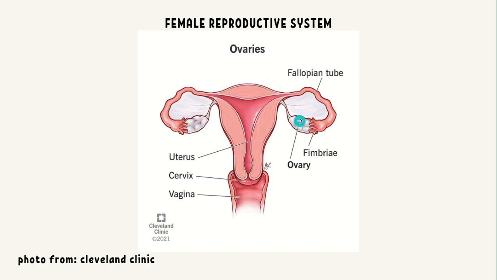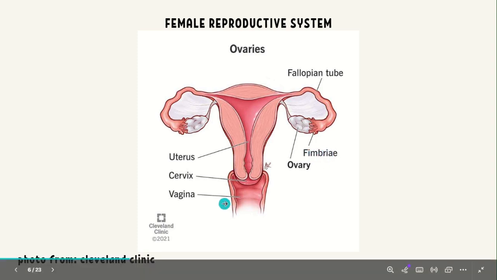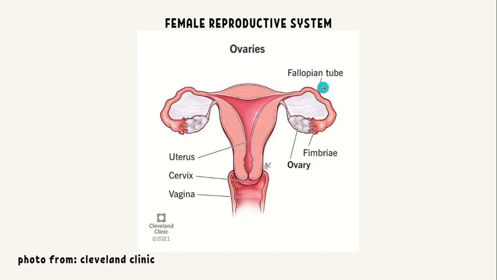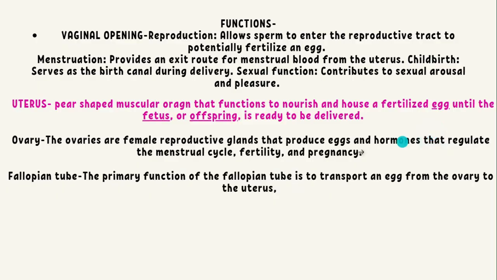But basically, this is the ovary, this is the fallopian tube, and this is the fimbriae. You don't really have to necessarily know this one right here, but everything else, the vaginal opening, the cervix, the uterus, the fallopian tube, and the ovary, I would suggest you know how to draw this, or at least have a mental picture in your mind of how it exactly looks. So anyways, let's go over the functions then. The first one is the vaginal opening.